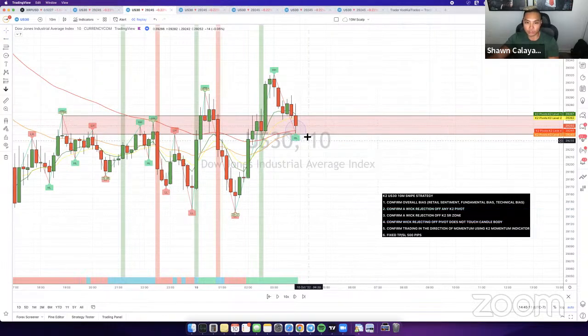So we have a wick rejection off structure, wick rejection off the K2 pivots, confirm that the wick projecting off pivot does not touch the candle body. Body's up here, pivot's down here. Clear rejection off here, but it's not touching the body. You confirm you're trading in the direction of momentum. Right here we have a buy signal, trend meter is green. Everything lines up. You take the trade here for a buy.